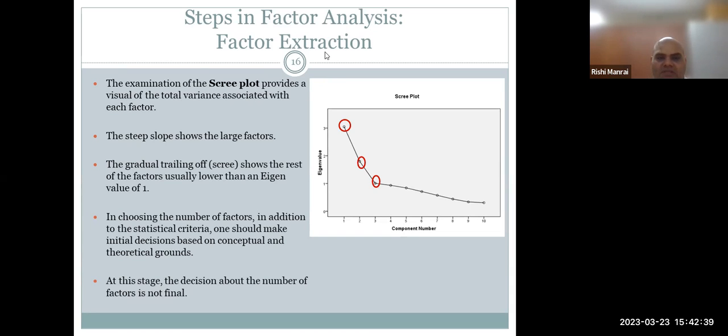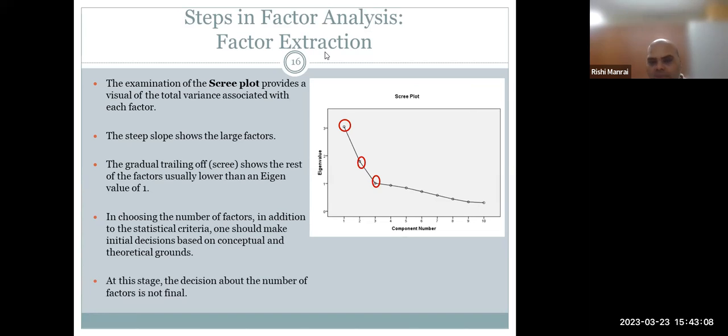The examination of the scree plot provides a visual of the total variance associated with each factor. The steep slope shows the large factors, and the gradual trailing off, or scree, shows the rest of the factors, usually lower than the eigenvalue of 1. In choosing the number of factors, in addition to this, the decision is based on the conceptual and theoretical background.